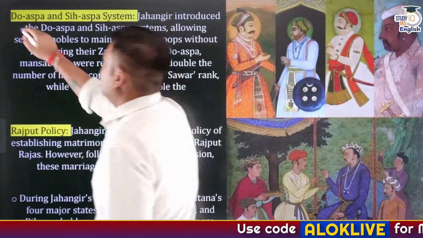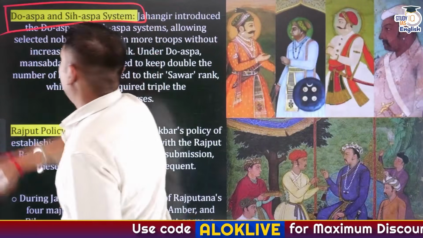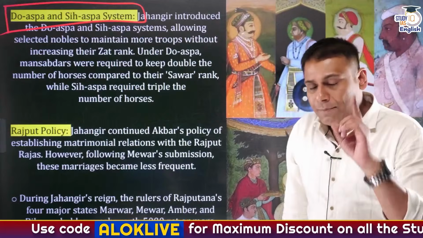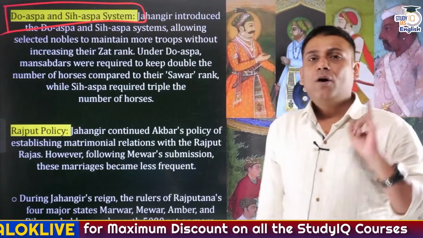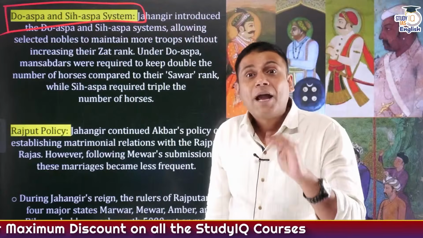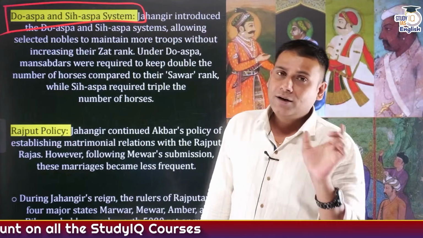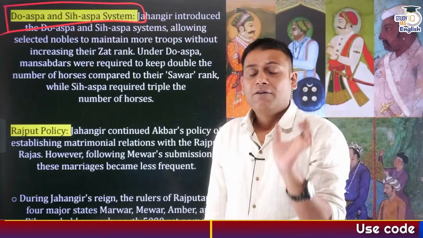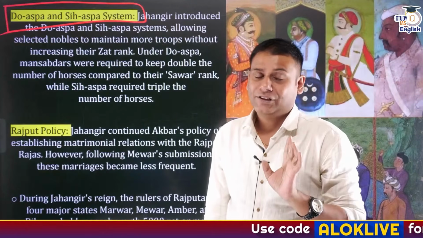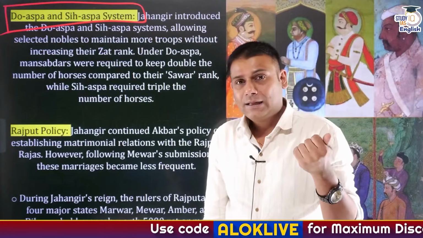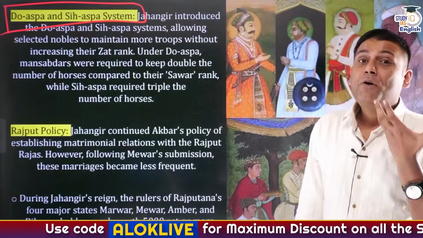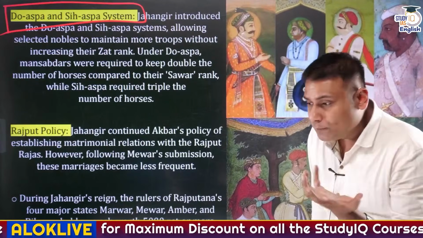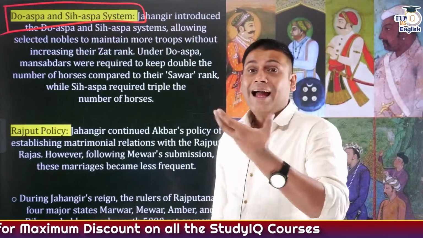Okay, moving ahead. Duhaspa and Sihaspa system. This is a part of the Mansabdari system. In the Mansabdari system that we'll study as a part of Mughal administration, I'll be talking about the types of Mansabdar. What is Zat? What is Savar? Zat and Savar basically mean personal pay and status. Zat specifically decides how many horses and how many troops are to be maintained, and it is decided by the rank.